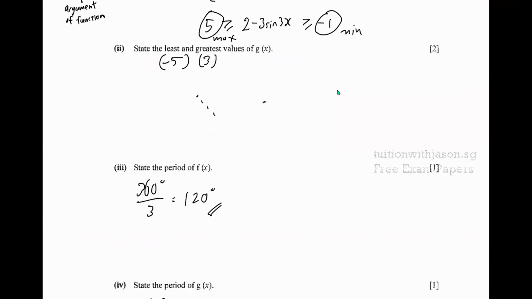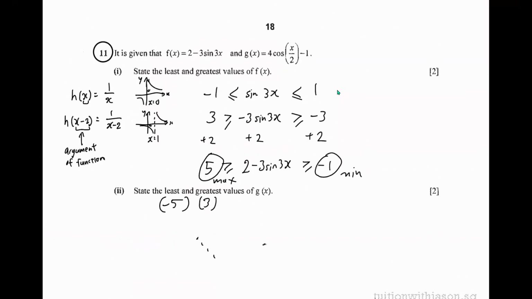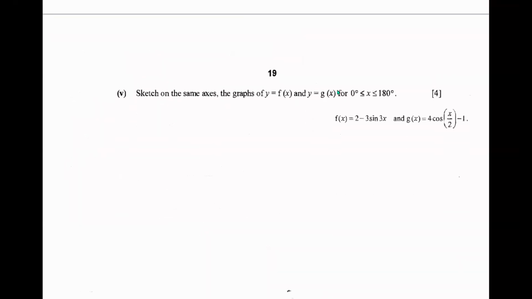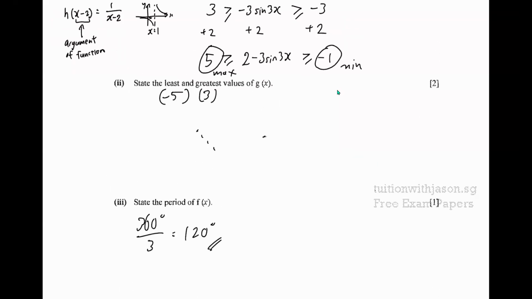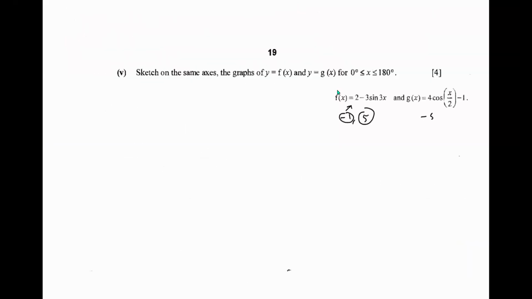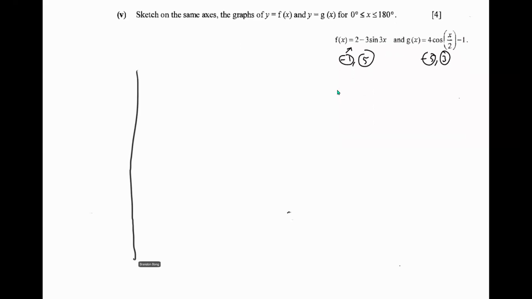Let's summarize some of the information we got from the previous parts. We already figured out the least and greatest values for f of x: negative 1 and 5. What about g of x? The least and greatest for g of x are negative 5 and 3. Good, then let's draw the sketch now. Take note of the max and the minimum, 5 and negative 5. You need to go until negative 5, so your x-axis.